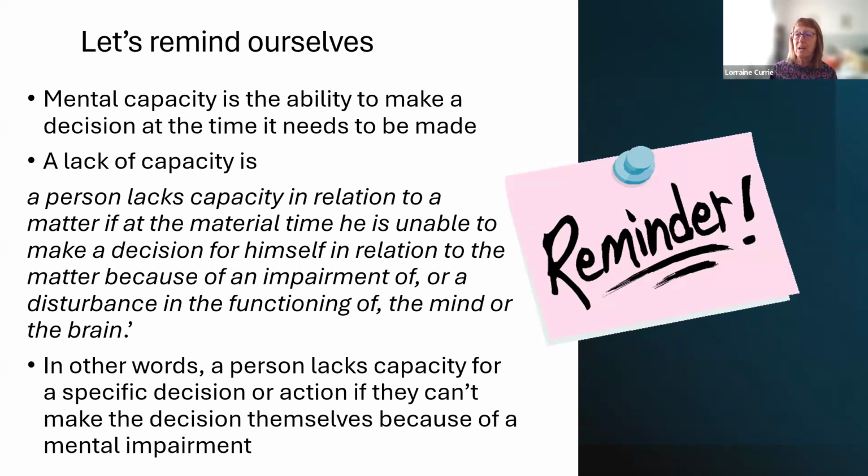When we're talking about mental capacity, we're talking about the ability of a person to make a decision at the time it needs to be made. And what do we mean by a lack of capacity? It means that a person lacks capacity in relation to a matter, a specific thing, issue or decision, at the material time, i.e. the time they need to make that decision, they're unable to make that decision in relation to that particular matter because of an impairment or disturbance in the functioning of the mind or brain. In other words, a person lacks capacity if they're unable to make a decision or take a specific action, and they're not able to do that because of a mental impairment. So we've got to have these various components present. We've got to have a mental impairment, and that's the reason for the inability to make the decision.